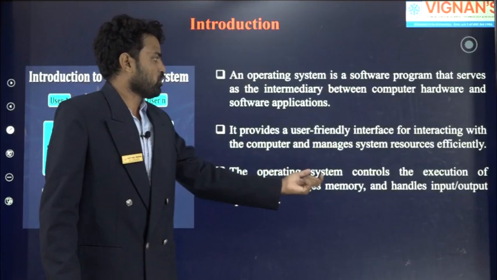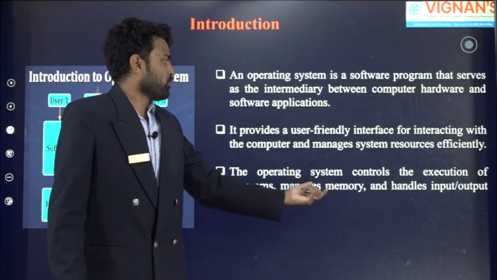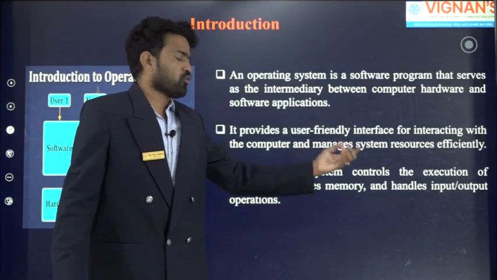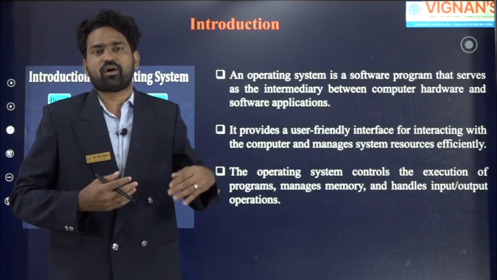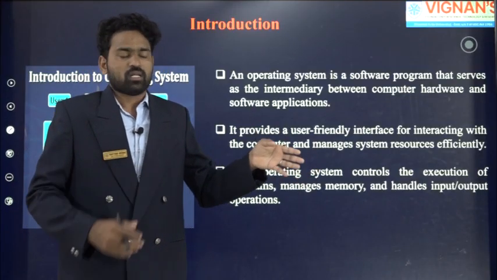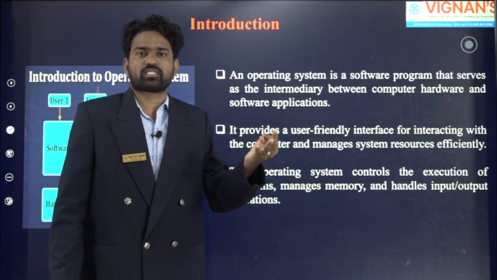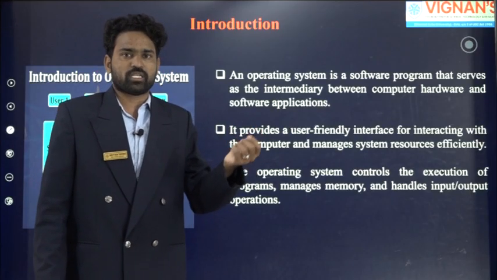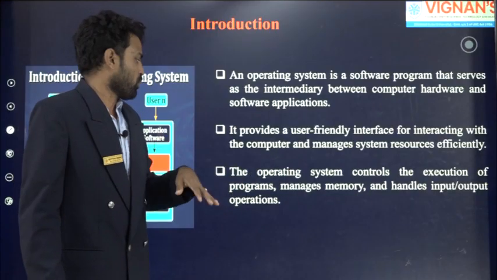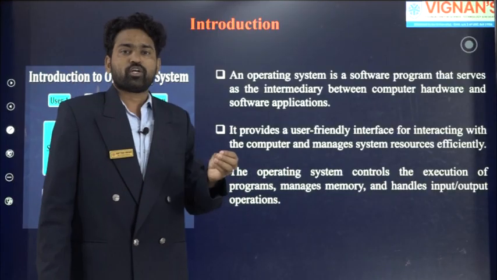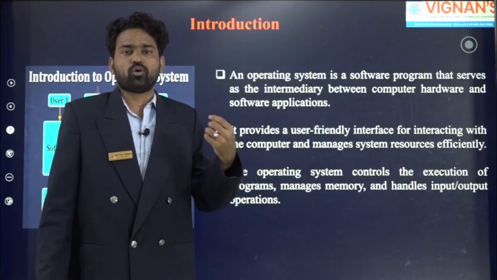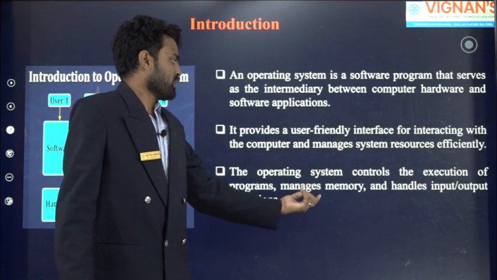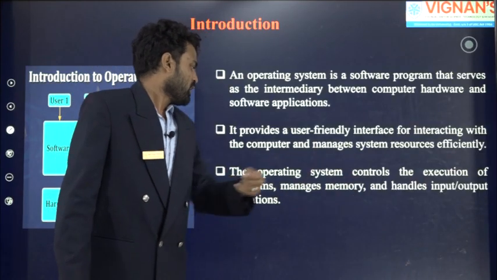The operating system controls the execution of programs, manages memory and handles input-output operations. Whatever program we have stored in our secondary drive, whether it is in C language or Java or Python, needs to be executed to get output. For that execution, the operating system needs to allocate memory to that particular program, and to the variables we have declared in the program. Those things are managed by the operating system, along with input-output operations.